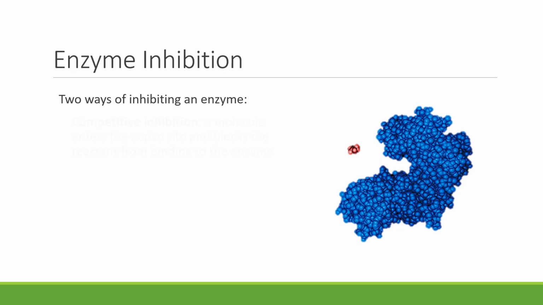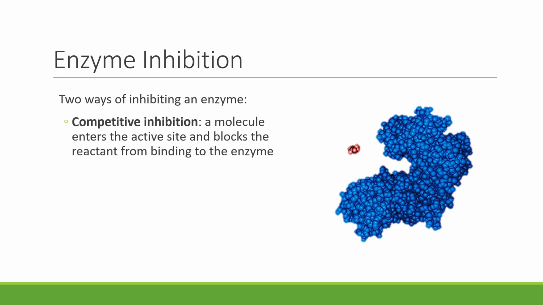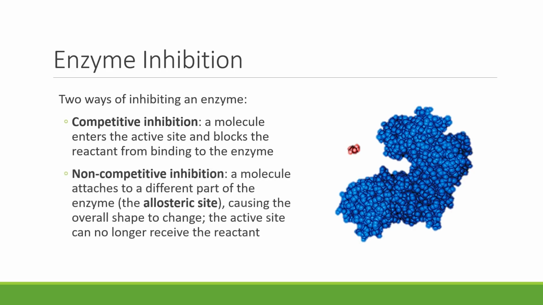One of these is competitive inhibition, where a molecule enters the active site and blocks the reactant from binding to the enzyme. Basically, it competes with the true reactant to access that special pocket in the enzyme, which then prevents the enzyme from doing its job. But not all inhibitors bind to the active site. Some attach themselves to another part of the enzyme.